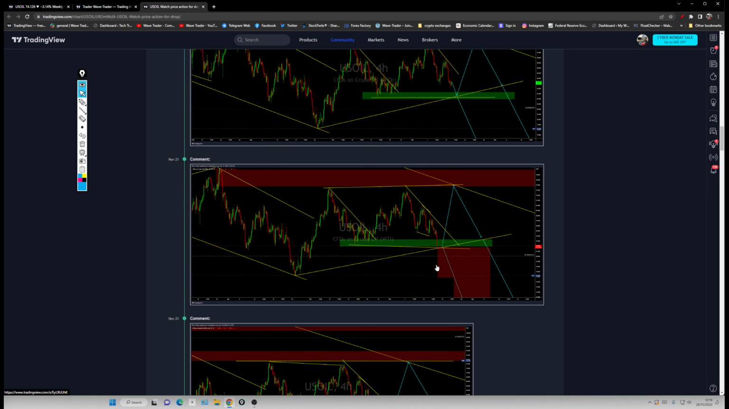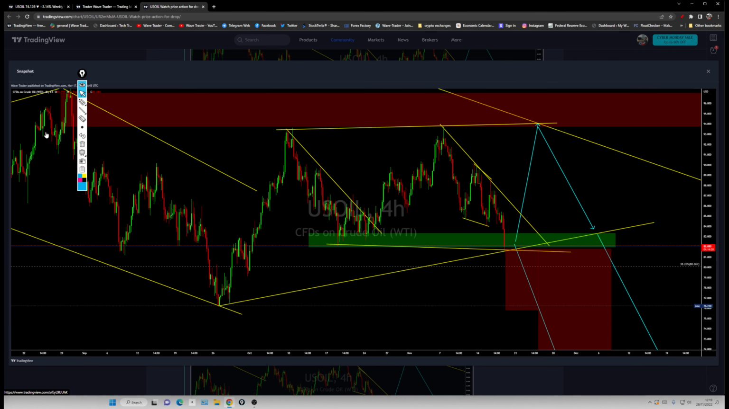The 4-hour time frame was dropping. Yeah, so there is a possibility for that flat formation. All right, so why was I showing another push higher every time when I was posting?